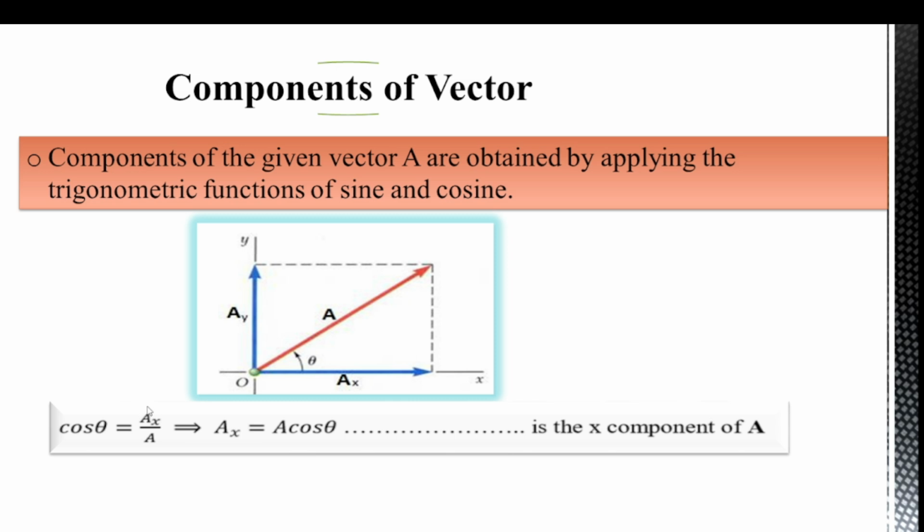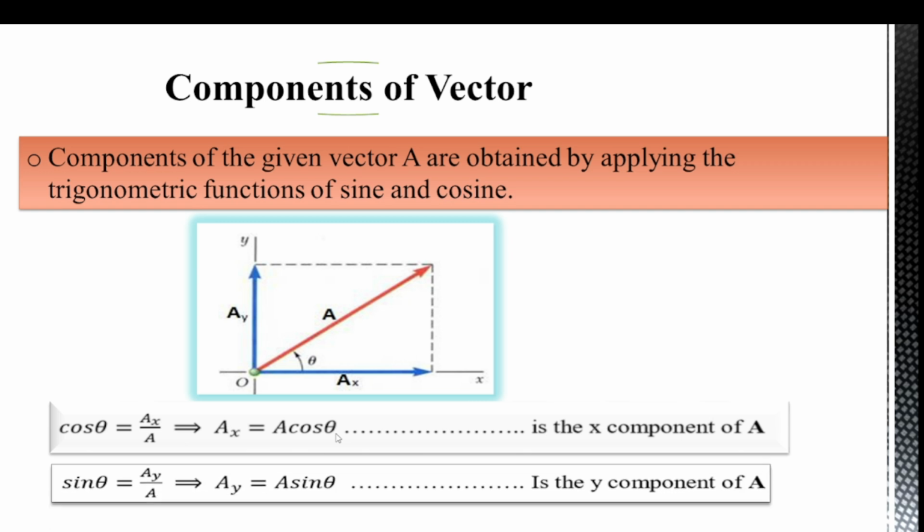Now cosine of theta is equal to ax over a, that means adjacent over hypotenuse. This implies that ax becomes simply a cos theta, and this is the x component of the main vector A. Sine theta is ay over a, that means opposite over hypotenuse, so ay is simply a sine theta. This is the y component of the main vector A. Great. In such a way we find the components of the main vector.